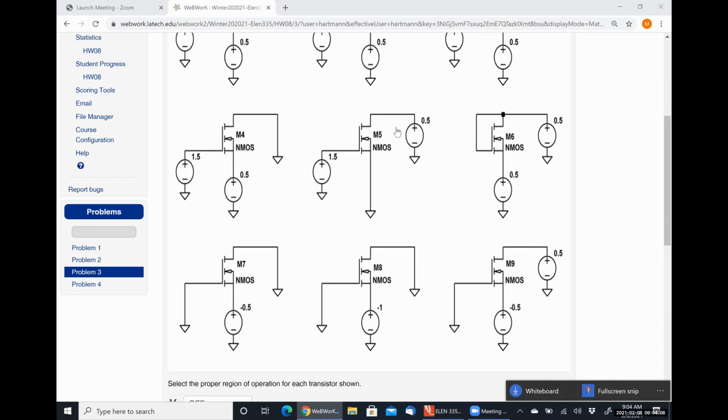What is our drain voltage? 0. And again, our source voltage is minus 0.5. So what is VDS? Positive 0.5. So VDS of 0.5 is greater than VGS minus VTH of 0.1, which means this guy is operating in what region? Saturation. When VDS is greater, it's saturation. When VDS is less, it's triode. Mr. Anderson, tell me what's going on with transistor M8.